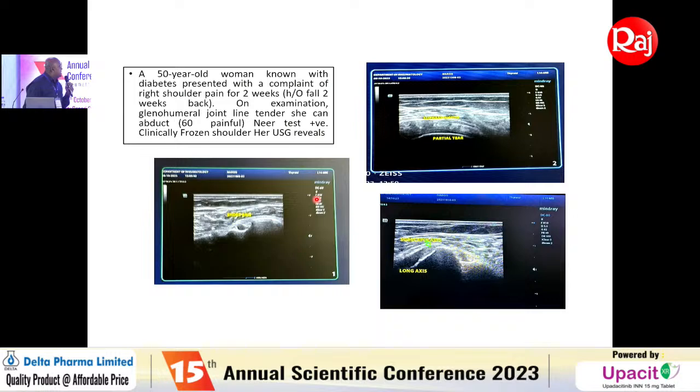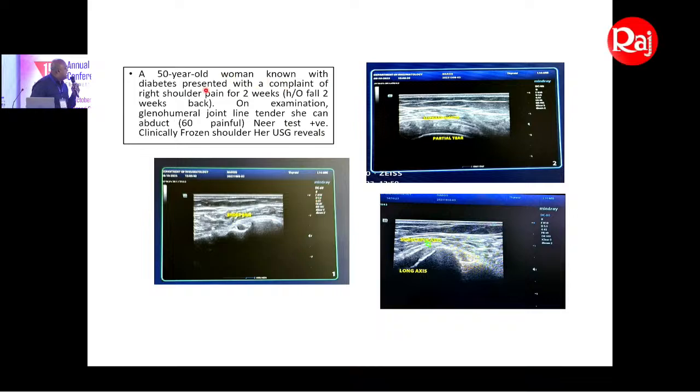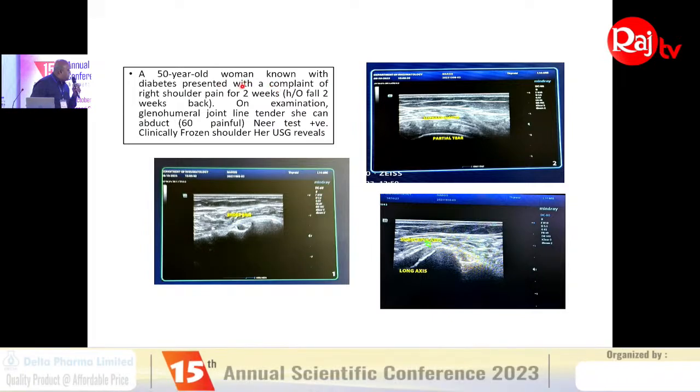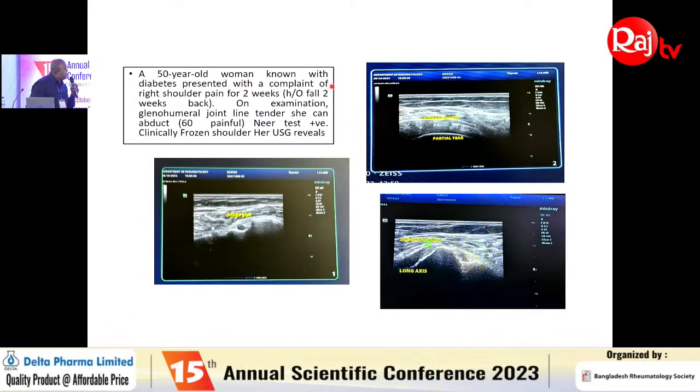Here is one of our cases: a 50-year-old woman came to us. She is a known case of diabetes and complained of pain for the last 2 weeks, with a history of a fall 2 weeks back. On examination, her glenohumeral joint line is tender. She has painful abduction up to 60 degrees, the Neer test is positive, and clinically she was diagnosed as a case of frozen shoulder. When we went for imaging, we found tendinopathy of the biceps tendon and the rotator cuff, and you can also see partial tears from the bursal area.